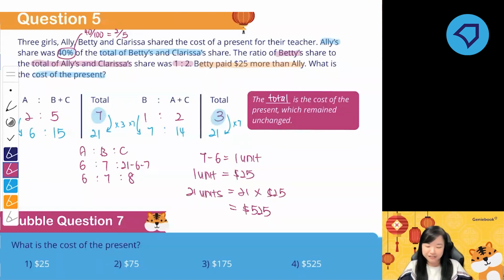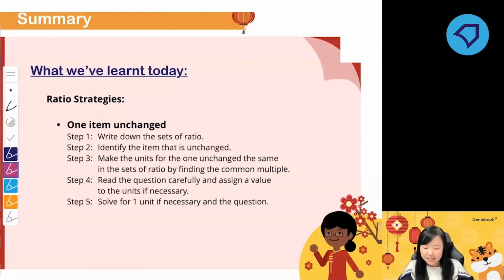Yeah, we should give feedback, right? It's too expensive. Okay, so let me just quickly summarize this for you. So standard, what we learned today is one item unchanged and total unchanged. The only thing that you need to remember is write down the sets of ratio. Always make the unchanged the same number of units. Okay, and that is by finding the common multiple.